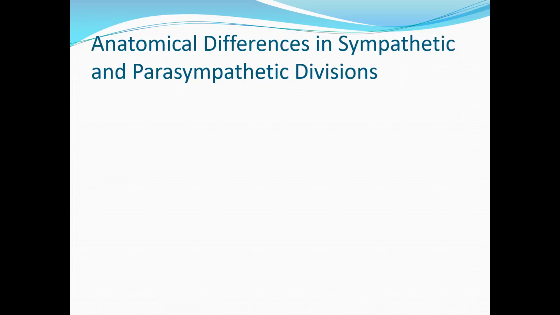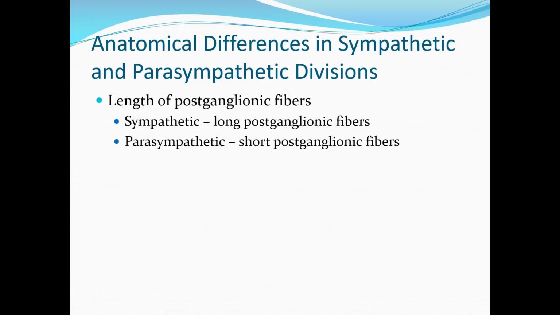Now, some anatomic differences between the sympathetic and parasympathetic. First, the length of the postganglionic fibers. Sympathetics have long postganglionic fibers. Parasympathetics have short postganglionic fibers. Remember, the ganglia for the parasympathetic are right near the organ, so the postganglionic fibers are going to be short for the parasympathetic.